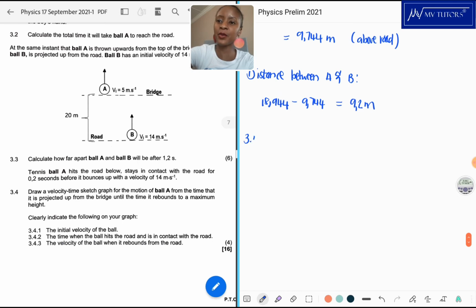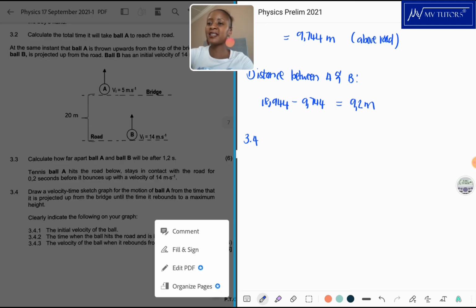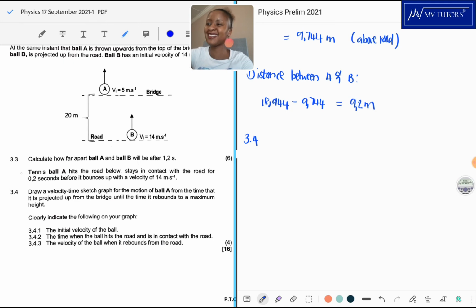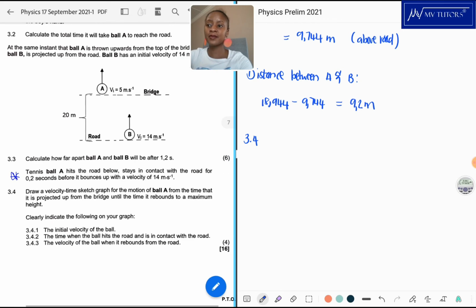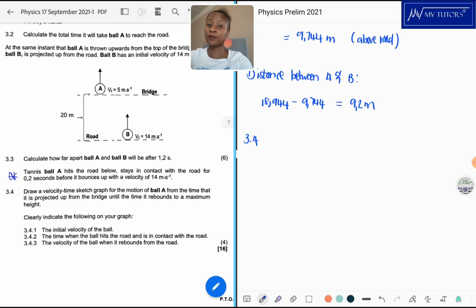All right, and then 3.4, the last question. Now it says, draw a velocity time sketch graph for the motion of ball A from the time that it is projected up from the bridge until the time it rebounds to a maximum height. Okay, there's one thing I forgot to read, and this always happens to me. I get into such a rush into reading the questions that I forget that there's actually information given. So now it says tennis ball A hits the road below, stays in contact with the road for 0,2 seconds before it bounces up with a velocity of 14 meters per second.